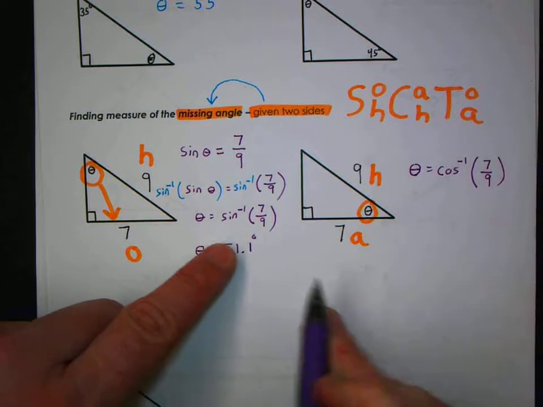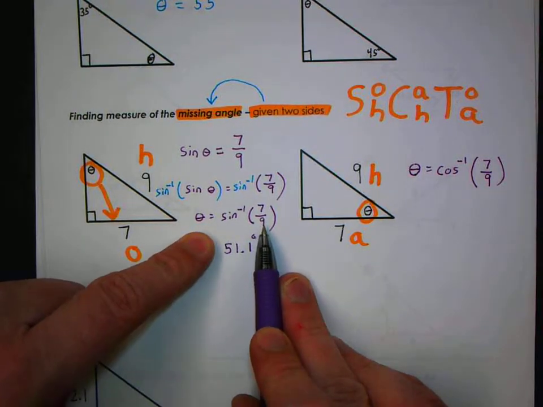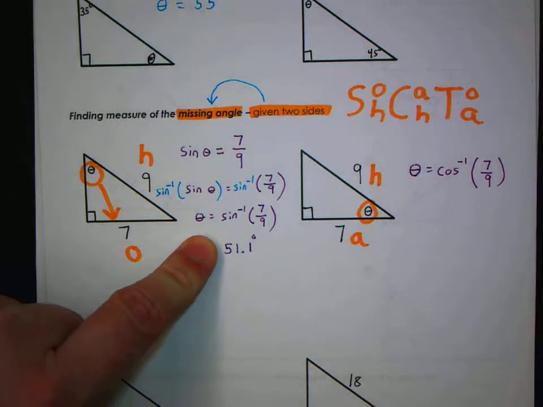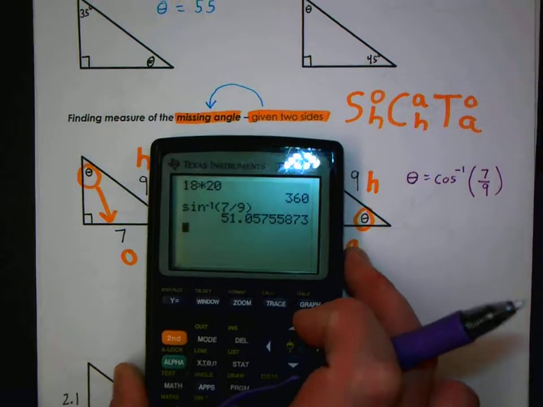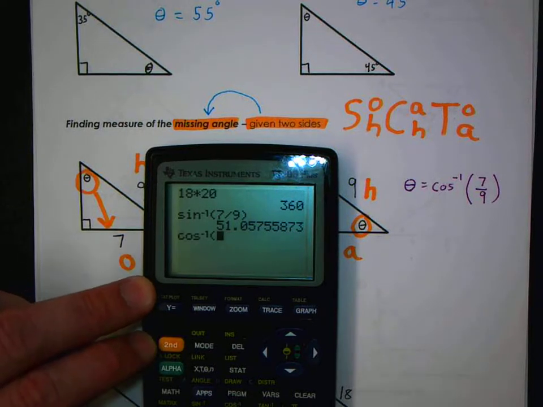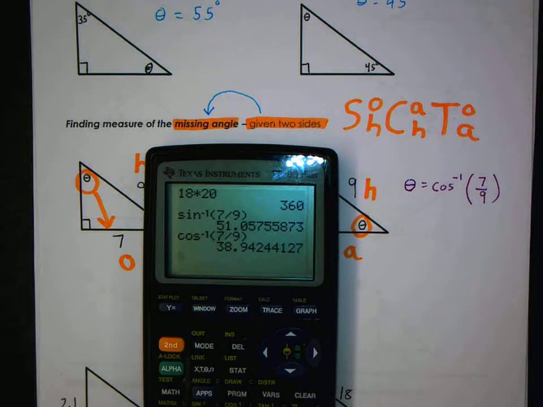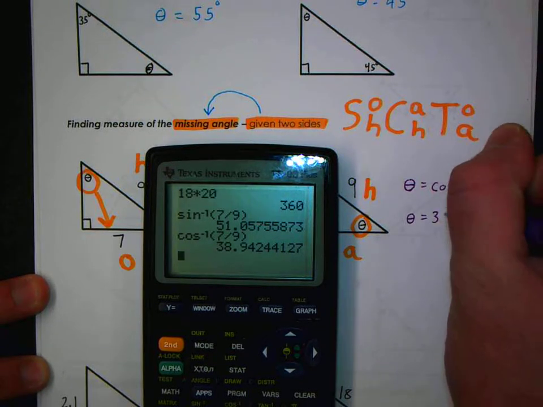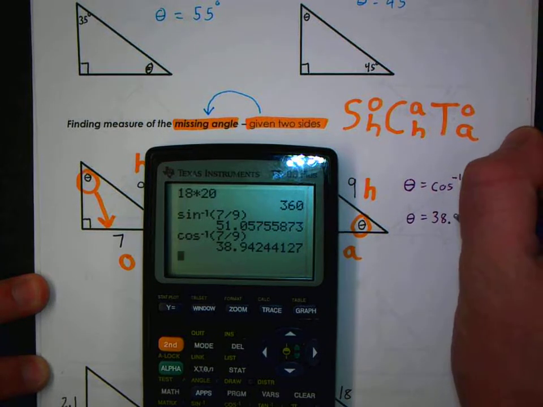So 7/9. I jump straight to this step. Does that make sense? You don't have to do those 2 steps every time. I just want you to understand why it works. And if you type that in the calculator, you should get around 39 degrees. Cosine inverse 7/9 should be around 39 degrees. 38.9. Right? So the missing angle, theta, is approximately 38.9 degrees.